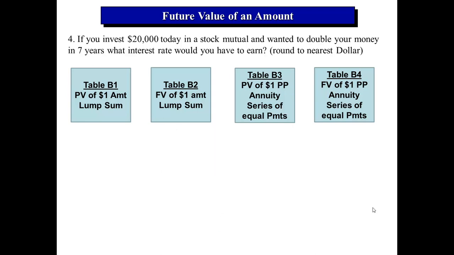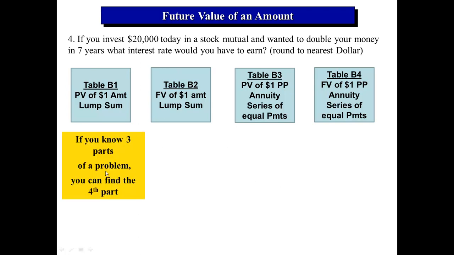Okay, now let's look at another situation. If you invest $20,000 today in a stock mutual fund and wanted to double your money in 7 years, now I've got a situation where I know the amount today, which is $20,000. I know the amount in the future because it's going to be $40,000. That's doubling your money. And I also know the time, which is 7 years, but I don't know the interest rate. So this is one of these situations where if you know 3 of the 4 parts, you can find the 4th part. So let's see what we've got.